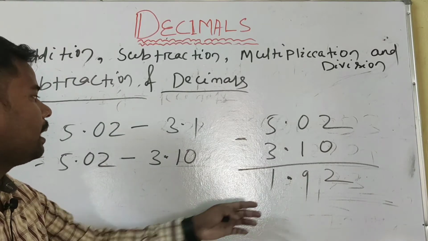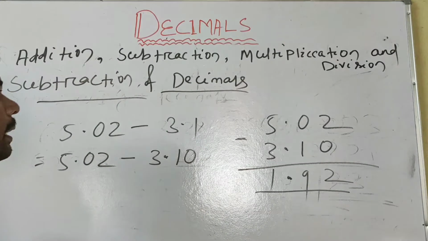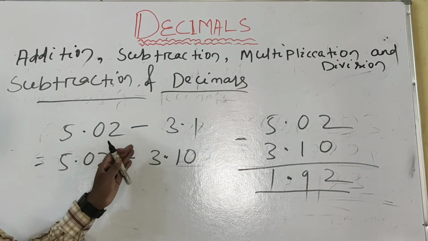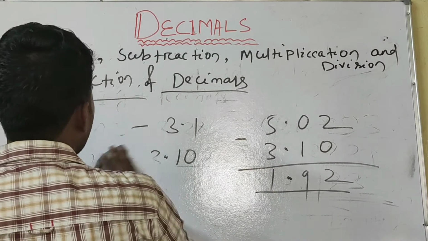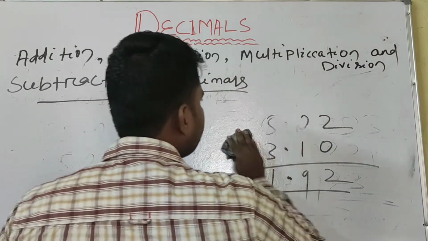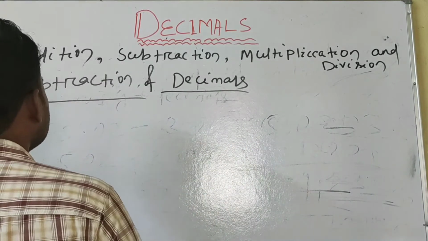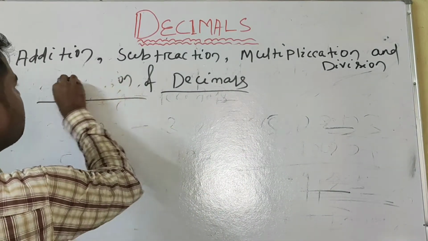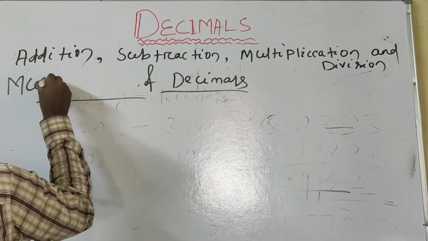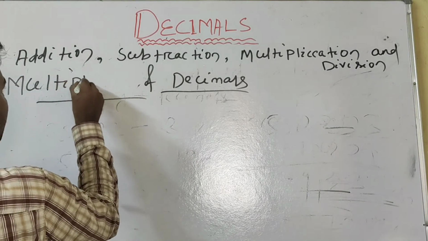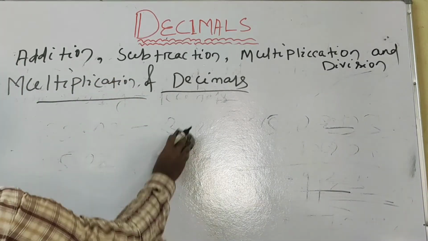Now we got the answer is equal to 1.92. In this way we can subtract decimals. Okay. Now we know multiplication of decimals. Okay. Now we'll take two numbers.